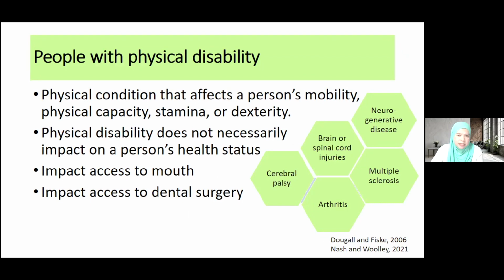As we go through this, people with physical disabilities are those whose mobility, physical capacity, stamina, or dexterity is affected. Having a physical disability does not necessarily impact a person's health status. However, restrictions in hand mobility may impact access to the mouth for oral care, or their physical ability may impact their access to the dental surgery if there is no accessible parking or accessible dental surgery itself.